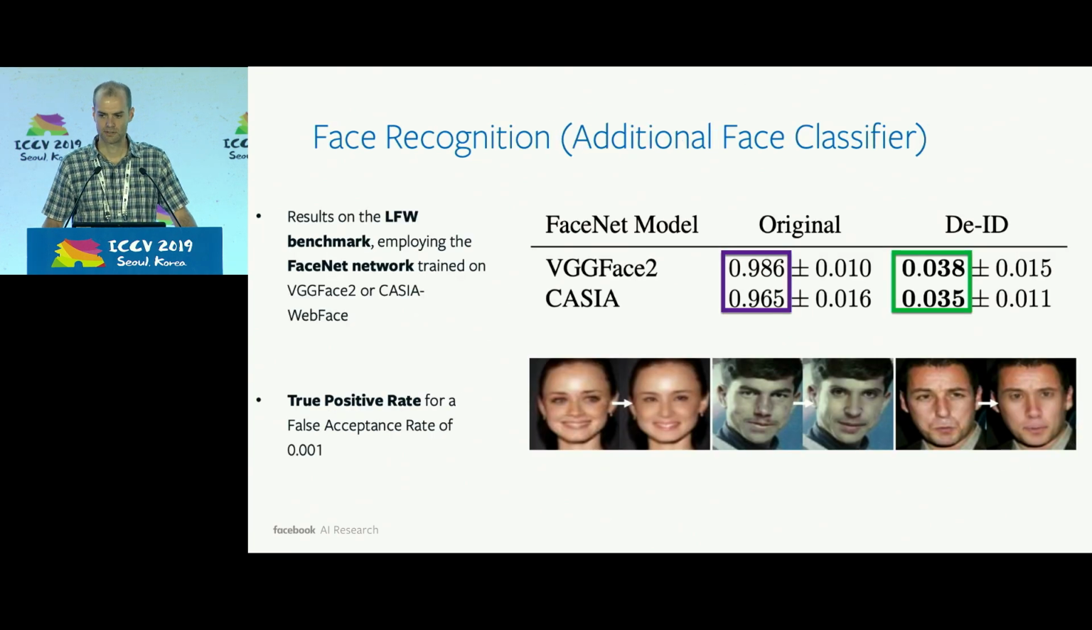We applied an additional face recognition system, benchmarking our method's ability to impair the true positive rate, which is the rate of correctly classifying two images of a person as of the same person, while one of the images was de-identified. The rate drops from almost 99% to less than 4%.